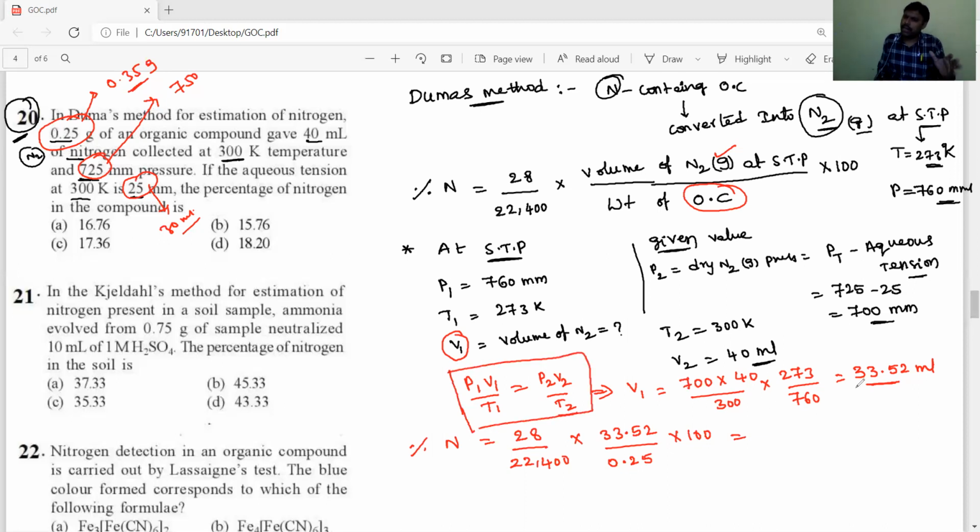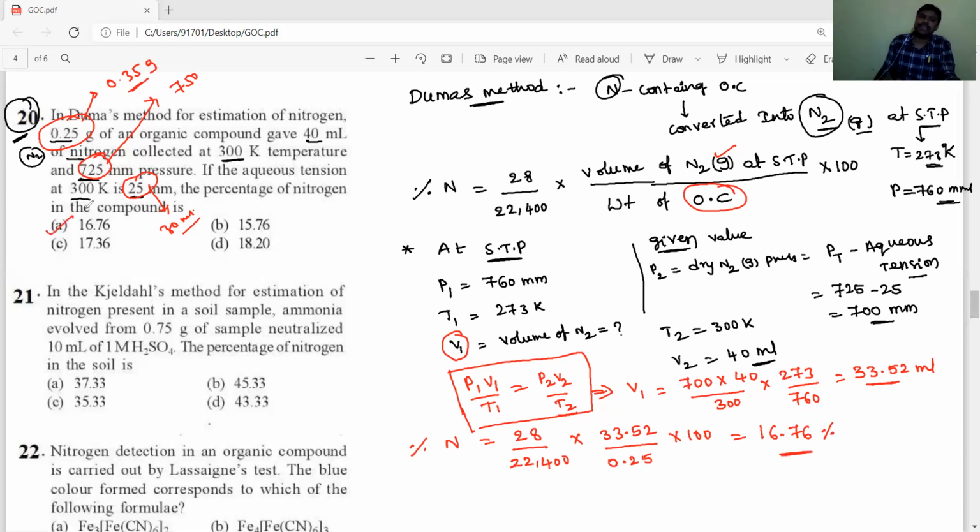After finding the volume of N2 at STP condition, you just have to substitute that value in the above formula. The formula is 28 by 22,400 into the volume of N2 at STP by the weight of organic compound into 100. On simplification, we get the percentage. How much do we get, dear students? We get 16.76 percent. Okay, the first option is correct.